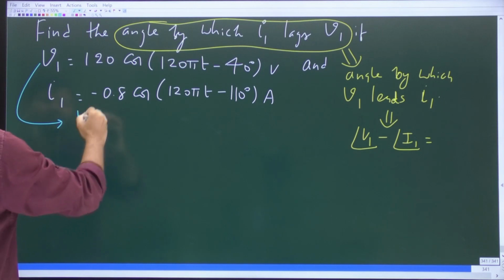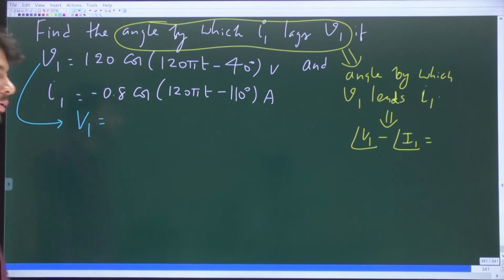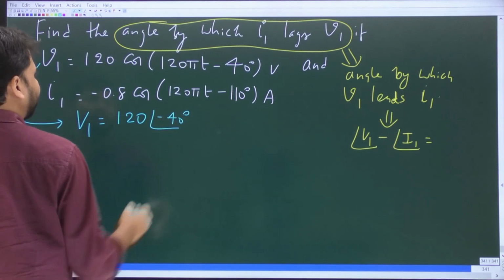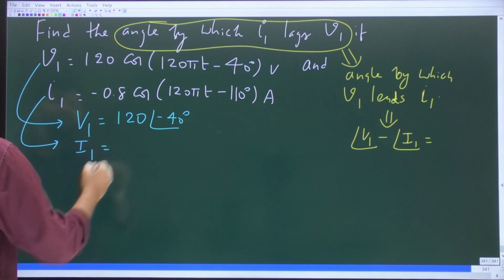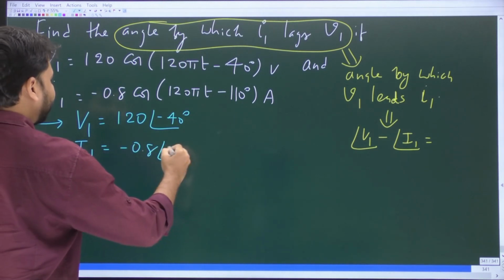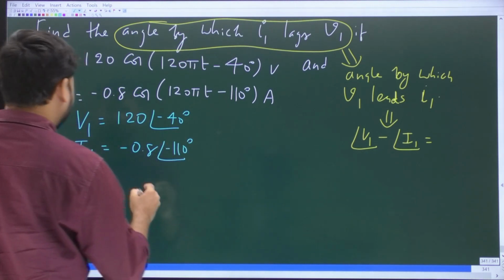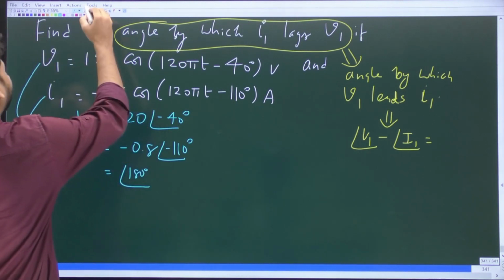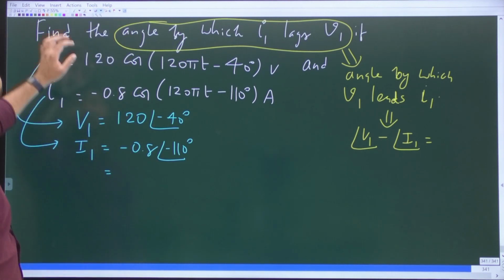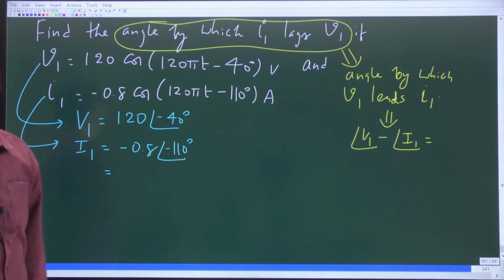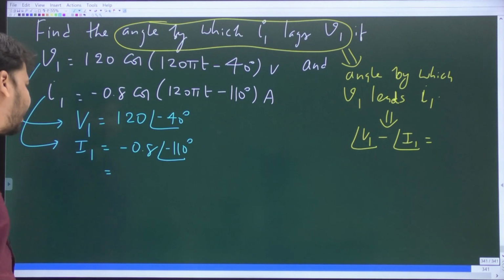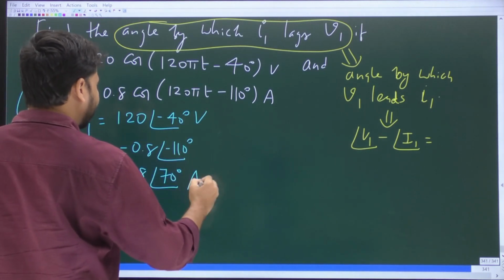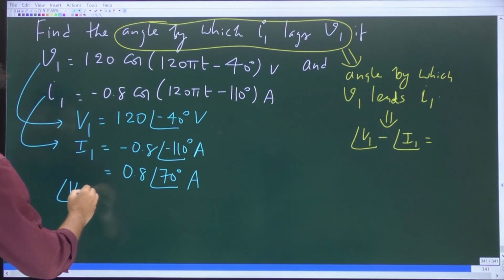So small v1 becomes capital V1, which is 120 at an angle of minus 40 degrees. Capital I1 is minus 0.8 at an angle of minus 110 degrees. Again, minus 1 is the same as angle 180 degrees. Angle 180 degrees times angle minus 110 degrees is 180 minus 110, which is 70. So this can be written as 0.8 at an angle of 70 degrees. Volts for the voltage, amperes for the current.